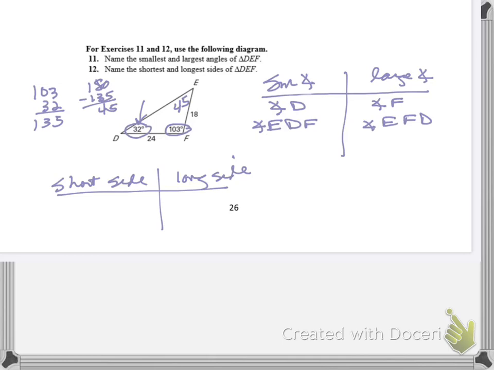Okay, short side. So the short side is opposite from the short angle. So that short side you can either call side EF or little side d. And the long side is across from the 103-degree angle, and that's either going to be side ED or little side f. Okay, so that's all the homework we had, but I do want to go over 2 more problems, and we'll do that on the next page.